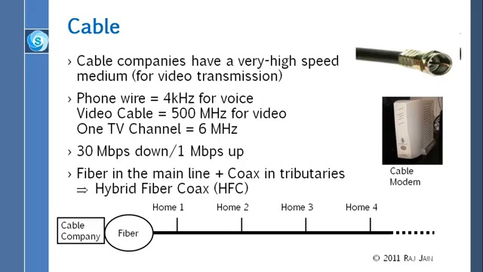For phone, all you need is 4 kilohertz. For video, you need up to 500 megahertz. And you need 6 megahertz for TV per channel. So if you have one channel, you need 6 megahertz. If you are getting a 70 channel from the cable company, you have to multiply that by 70. So 70 times 6, so that many megahertz. But the video cable is good. It can take up to 500 megahertz.